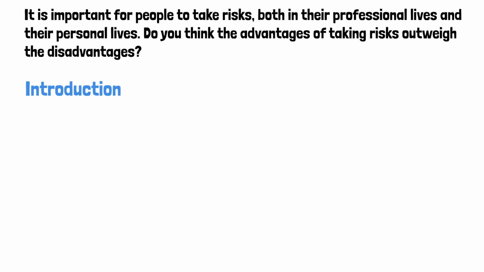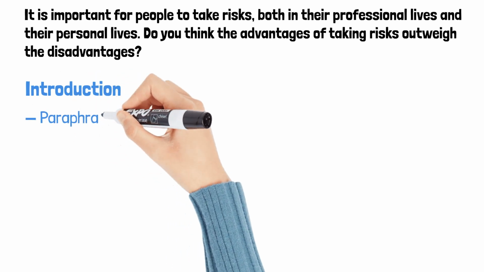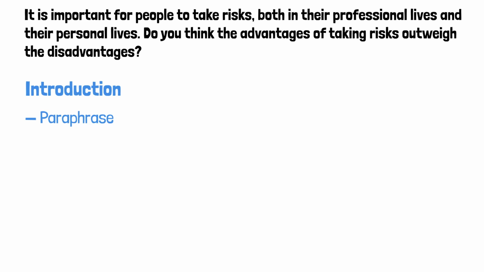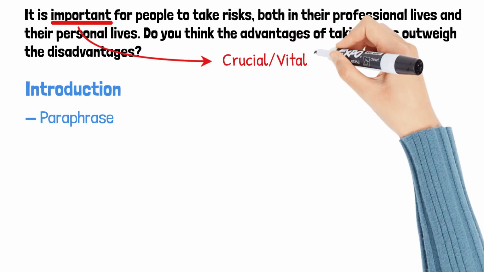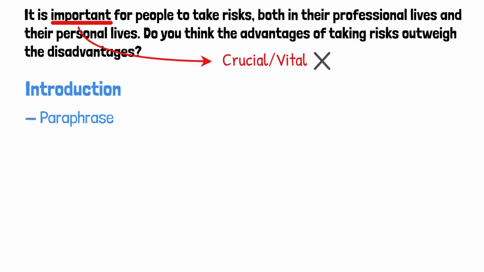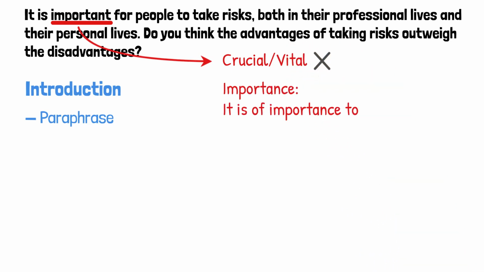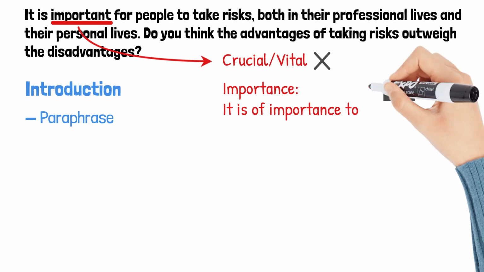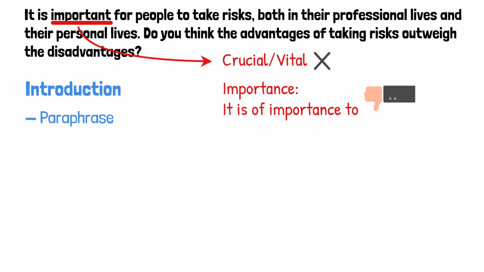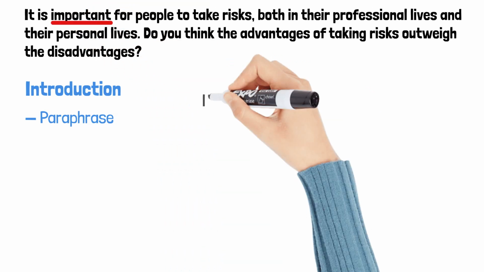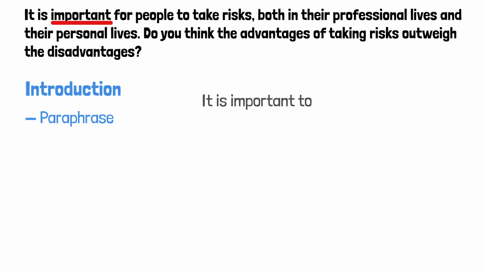As you probably know, in this paragraph, we can first paraphrase the question statement. Don't try to change the word important. Words like crucial and vital don't mean exactly the same as important. I always talk about using a different word form. However, if we use the noun importance and say it is of importance to take risks, it won't be as good as it is important to take risks. Don't be afraid of using the original wording. I will just say that it is important to.